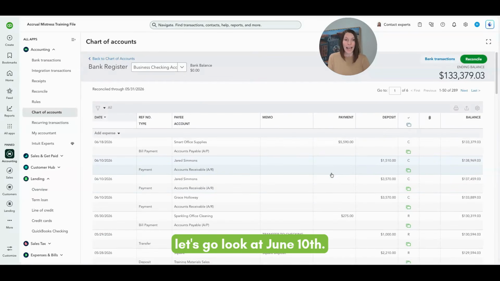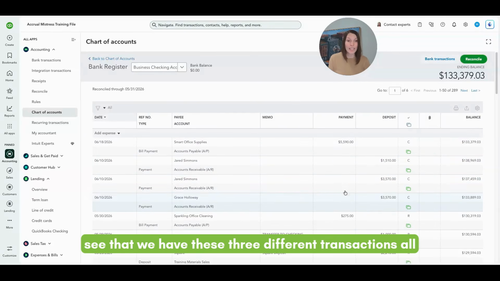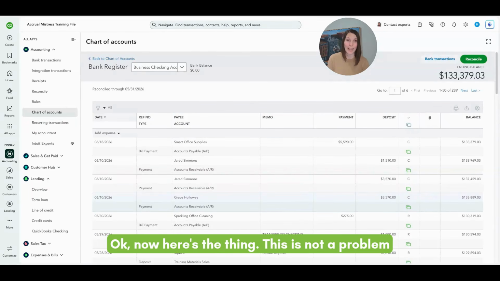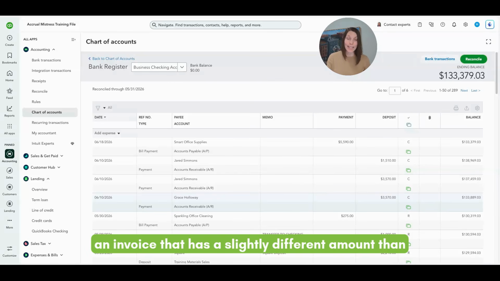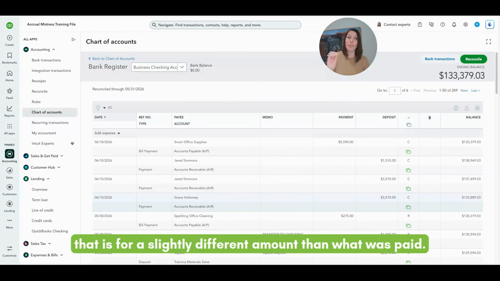And let's go look at June 10th. And in fact, we don't have to scroll very far to see that we have these 3 different transactions all being recorded on separate line items to get to that overall $8,650. Okay. Now, here's the thing. This is not a problem if everything has been recorded exactly correctly. But there will be an issue if you have, for whatever reason, an invoice that has a slightly different amount than what was paid, or a bill that is for a slightly different amount than what was paid.